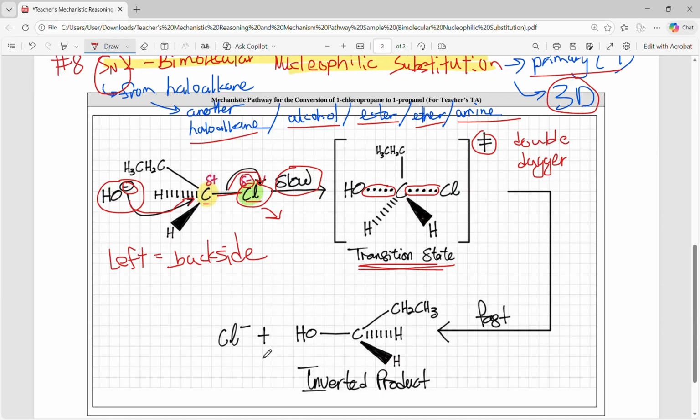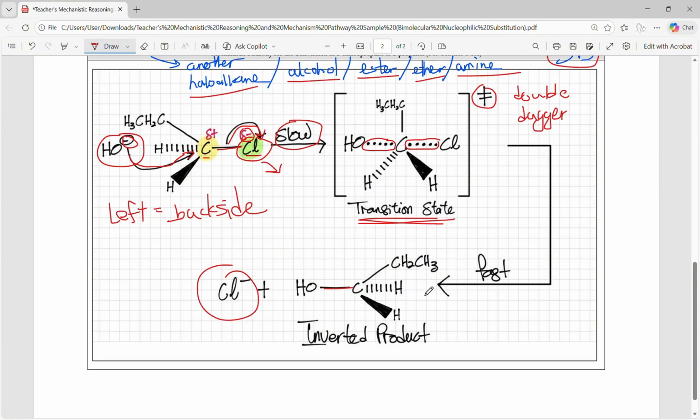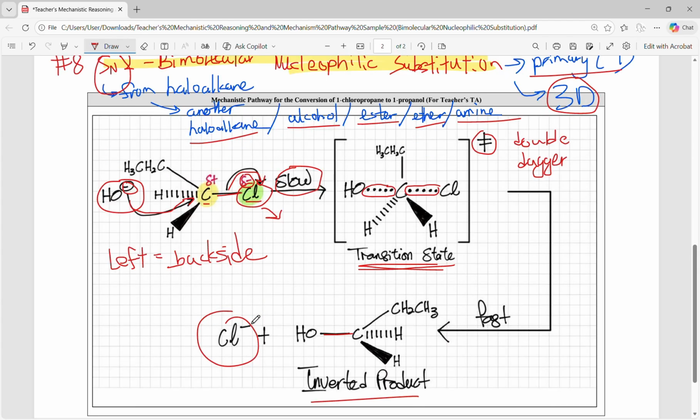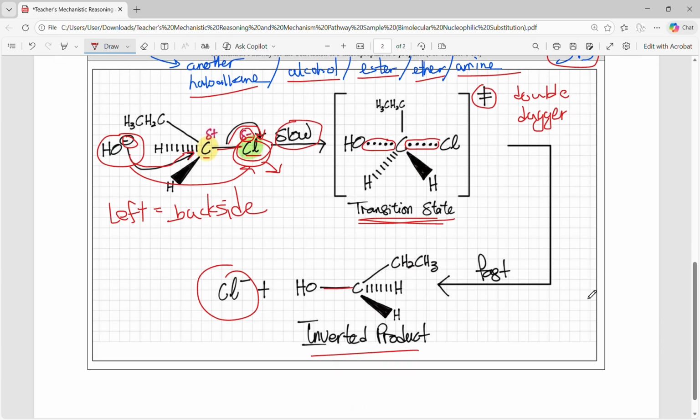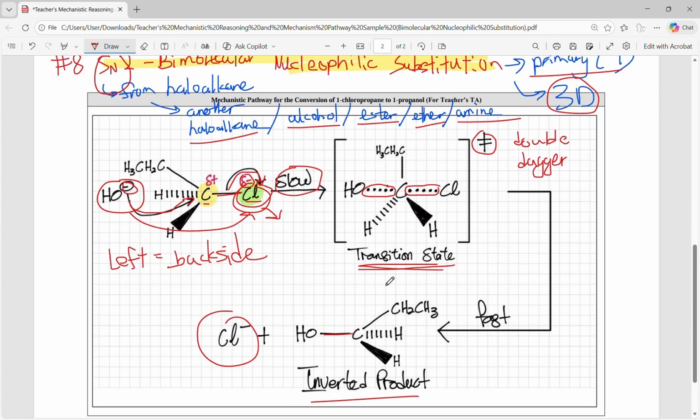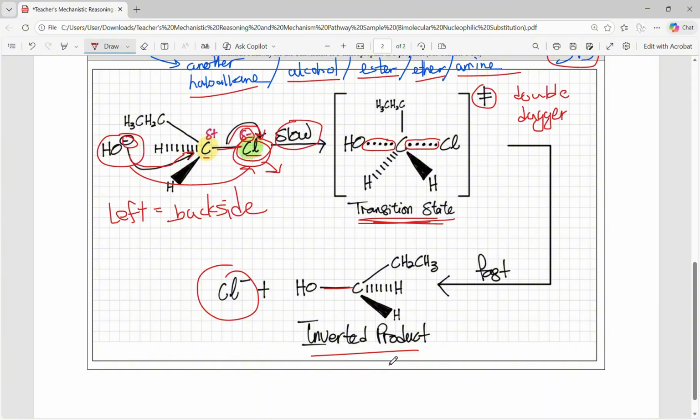Finally, the leaving group, the chlorine atom, completely dissociates from the 1-chloropropane, and a new bond is formed between the hydroxide ion and the carbon atom. This results in the final product of 1-propanol, where the chlorine atom has been replaced by the hydroxide ion. This process is a fast reaction because the transition state is very unstable. Finally, an inverted product is formed due to the backside attack.